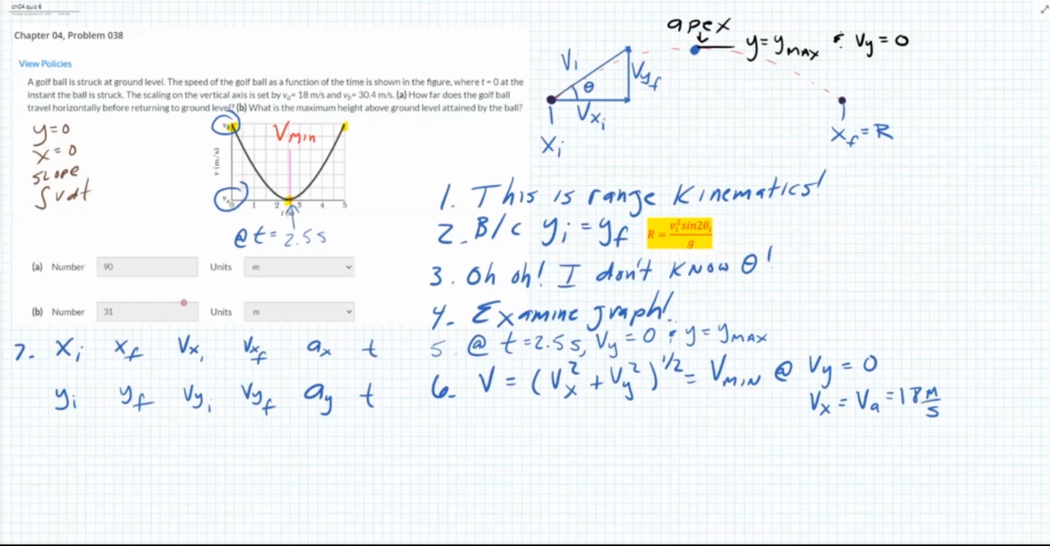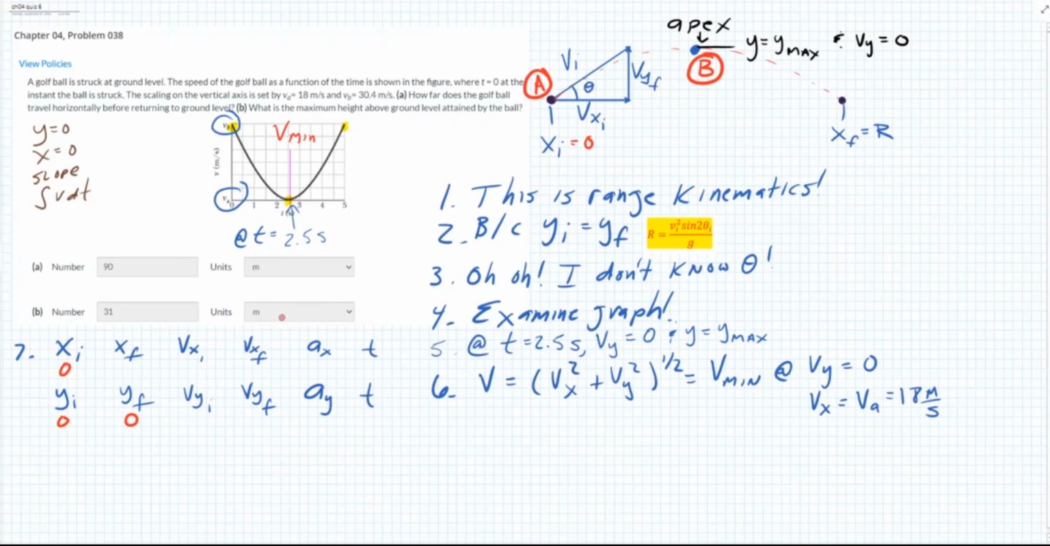All right, so the golf ball, X initial equals 0. Let's put 0 there. It's starting at the ground. Y final, because it returns to the ground. Good to know. And I'm just going to look at what's going on between what I'm going to call point A and point B right here. I'm trying to figure out how far did the ball go and what's the maximum height.